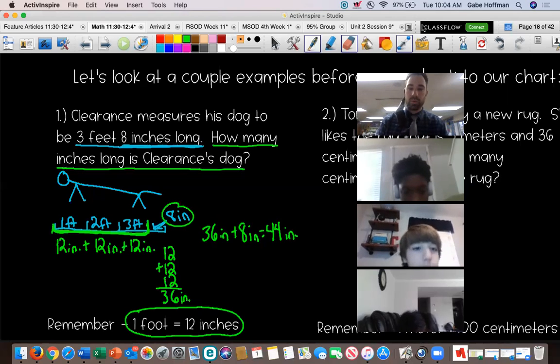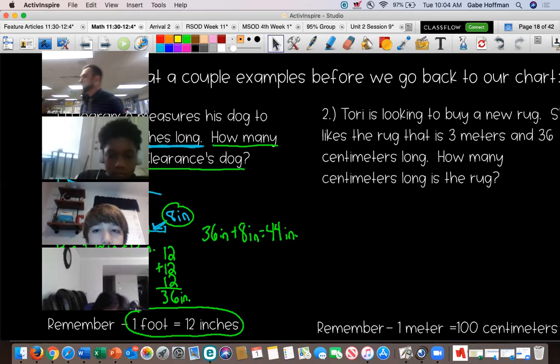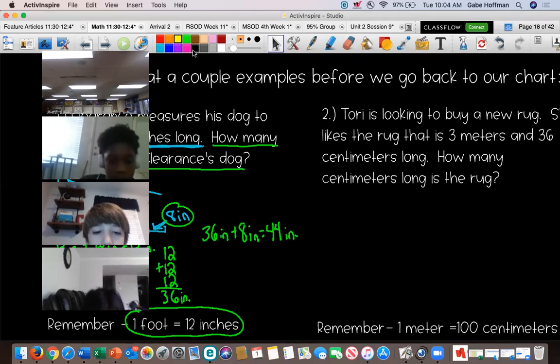All right, so I'm going to move over to this next one. That's just meters. It says Tori is looking to buy a new rug. She likes the rug that is 3 meters and 36 centimeters long. How many centimeters long is the rug? So again, I'm going to draw out Clay. How long is the rug? What does it say in the problem?